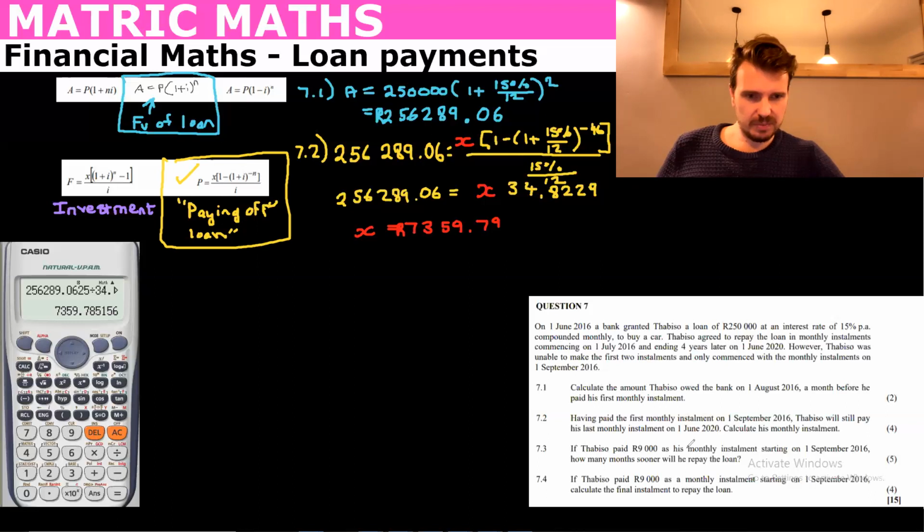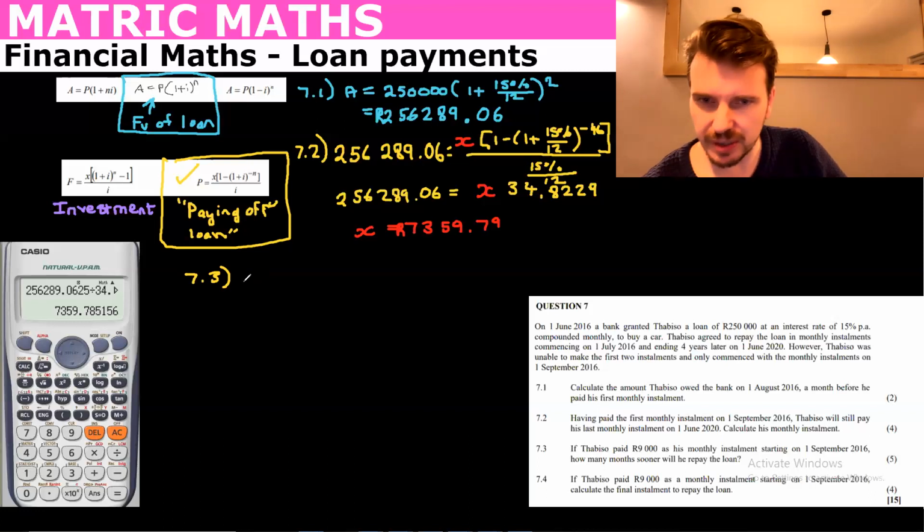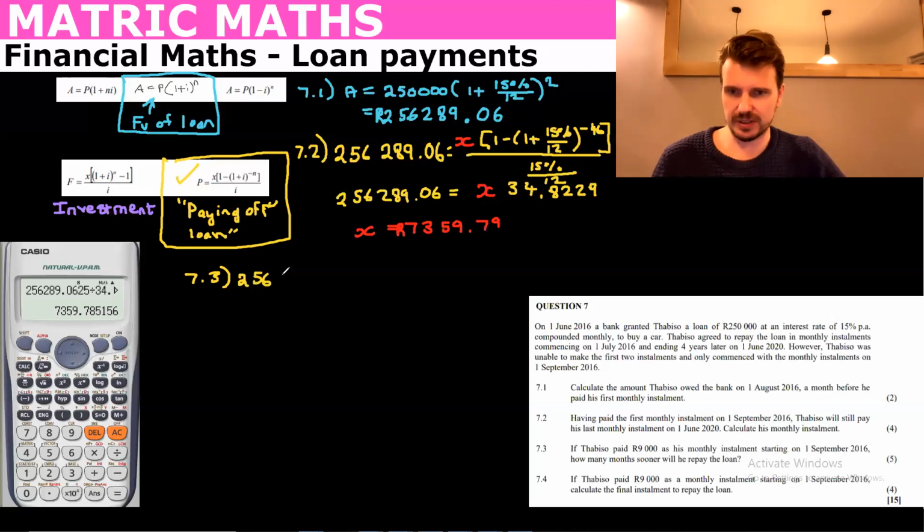Now we're saying Tabiso paid 9,000 as monthly installments starting on the 1st, and how many months sooner will he repay the loan? So again, we are still using the P formula because he's paying off a loan. He's still paying off the same loan, the 256,289.06. But he's paying 9,000 Rand a month. So we know the payments are actually 9,000. So our N is what we solve for, because we want to know how soon he pays off if he pays 9,000.